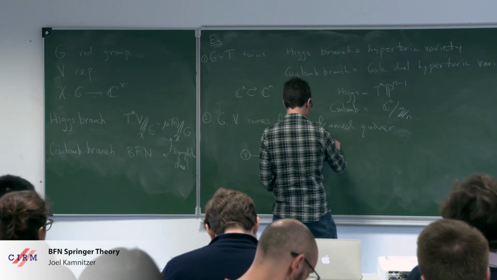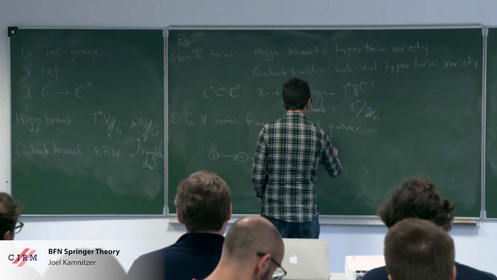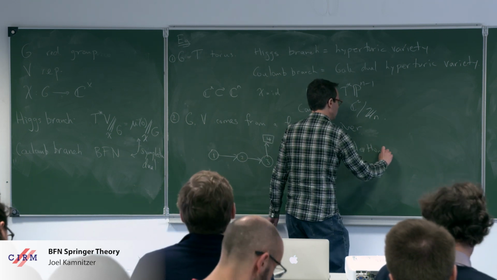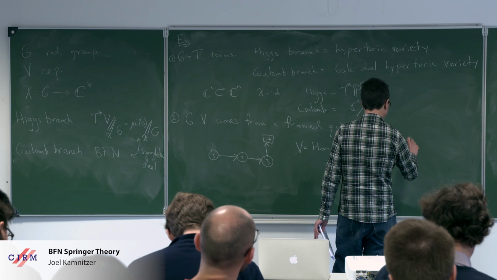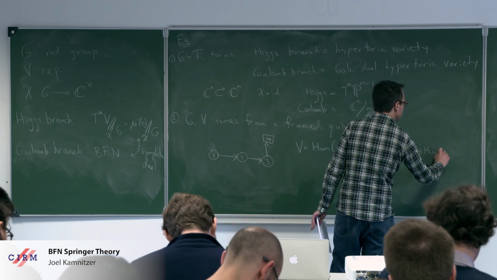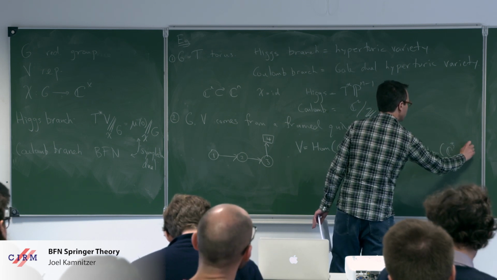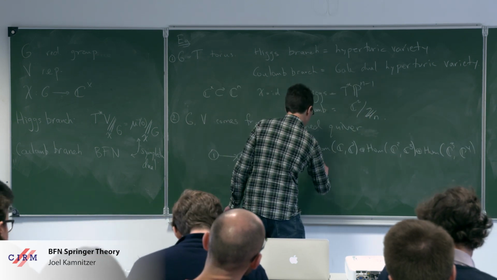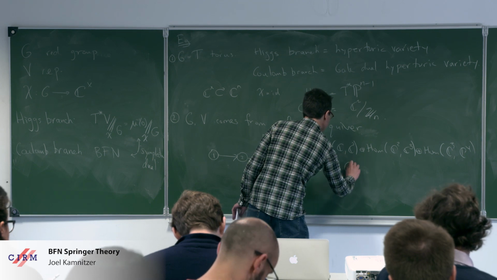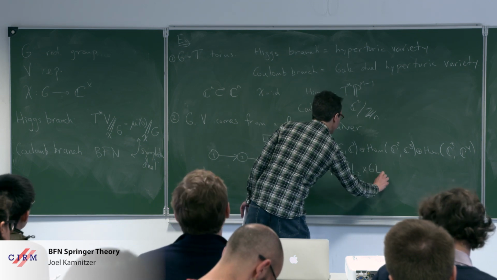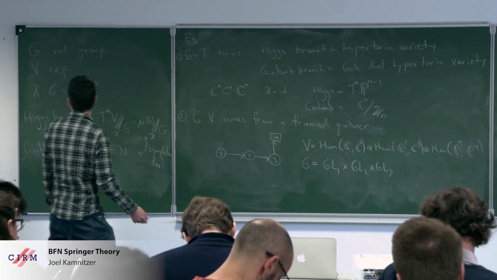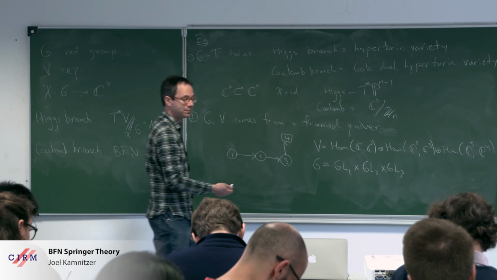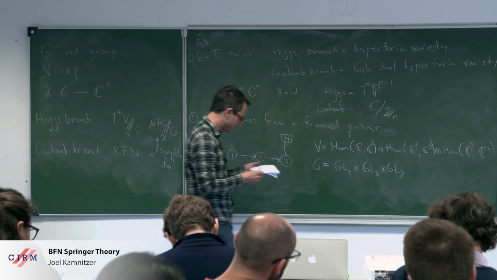The V associated to this quiver is Hom(C, C^2) direct sum Hom(C^2, C^3) direct sum Hom(C^3, C^4). And the group associated to this quiver is a product of the gauge groups here, GL1 cross GL2 cross GL3. And it acts on this vector space V in the usual way.